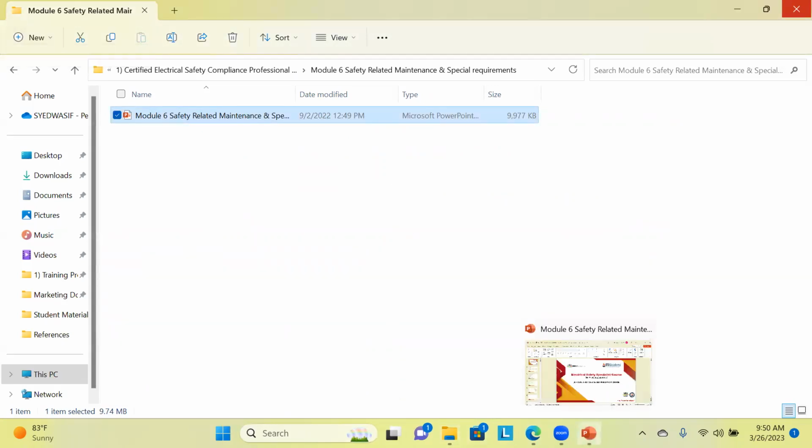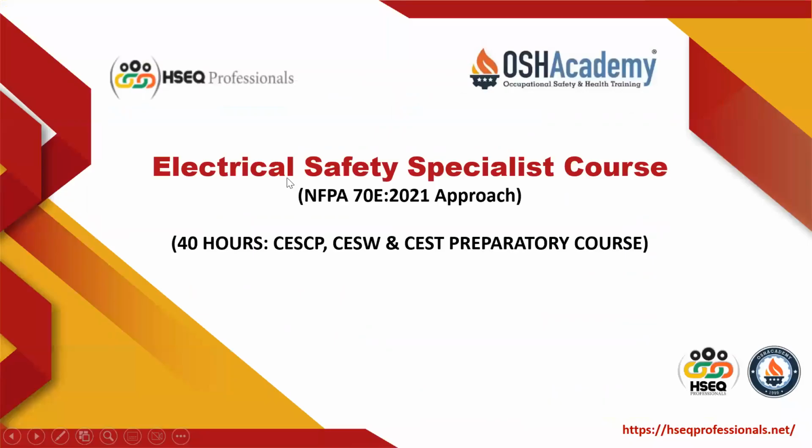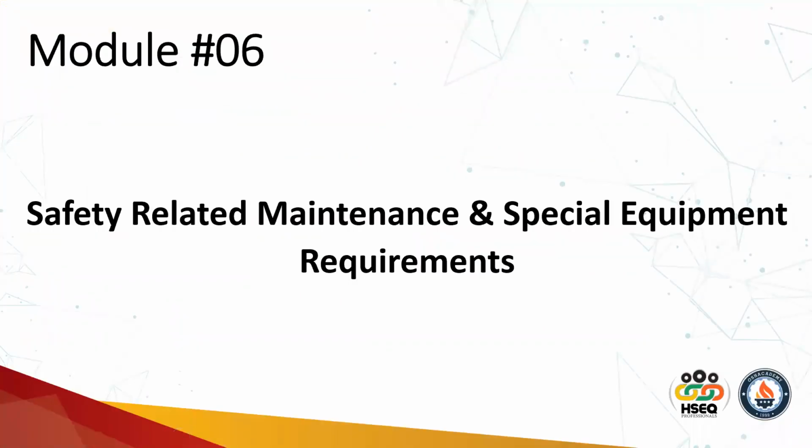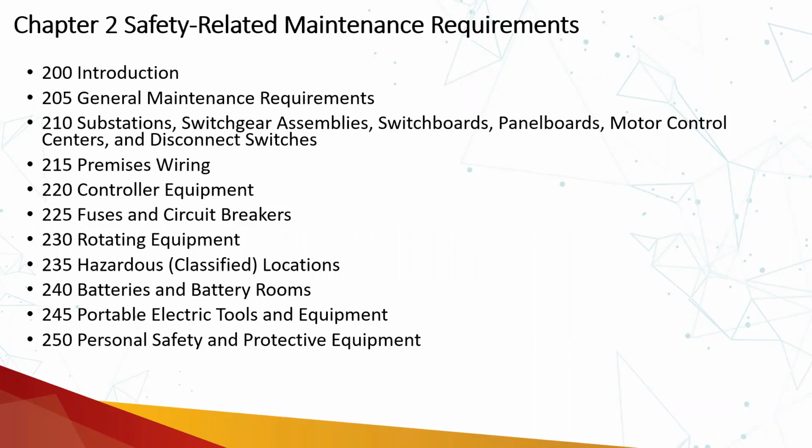Okay, so module number 6 is related to safety related maintenance and special equipment requirements. So chapter number 2 is further divided into a number of articles: general maintenance requirements, substations, switchgear assemblies, 215 related to premises wiring, controller, fuse and circuit breakers, rotating equipment, hazardous location, batteries and batteries room, portable electrical tools and equipment, personal protective, safety and protective equipment. Those are basically the sub-subject areas of this chapter.